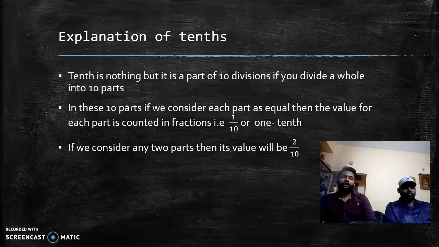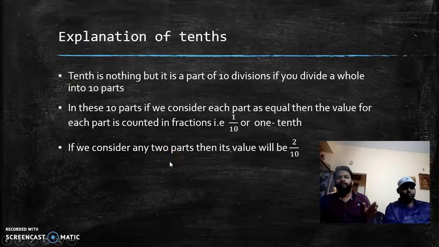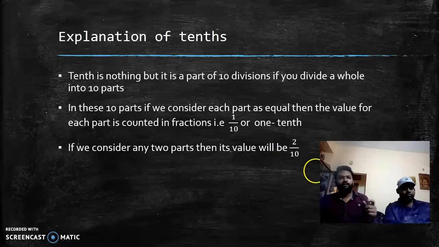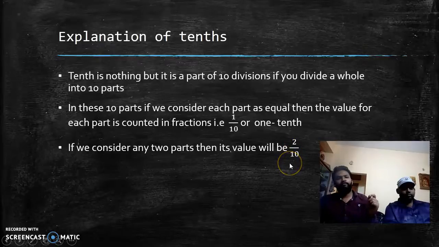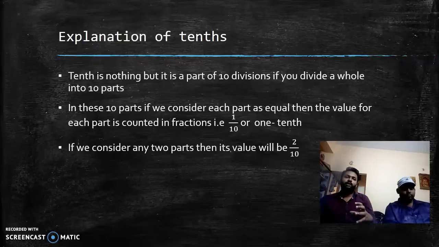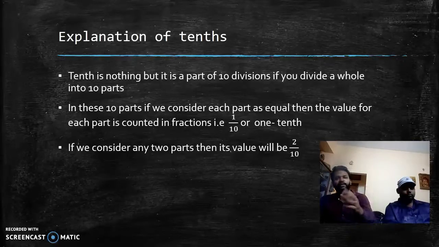Now, if we are considering 2 parts or 3 parts or 4 parts, the fraction will be counted based on the number. If we are taking 2 parts, it will be 2 by 10. If we are taking 3 parts, it will be 3 by 10. If we are taking 5 parts, it is 5 by 10. So we are fractionating the total value based on the division of that whole. As it is divided into 10 parts, 3 by 10 is the value of 3 parts.